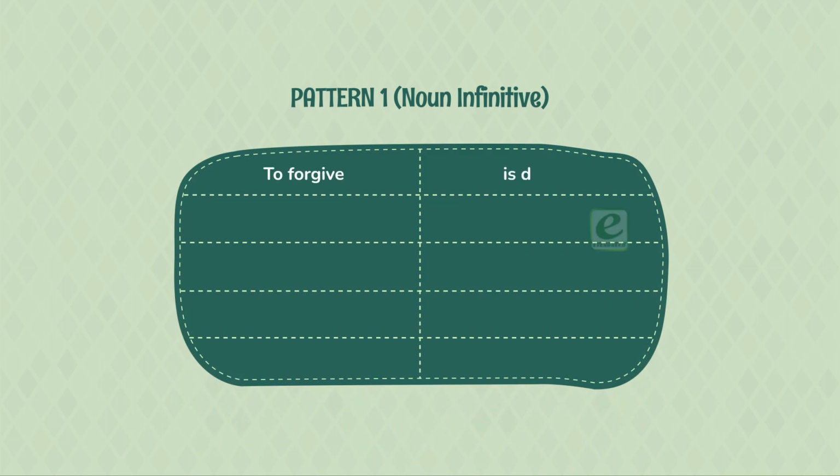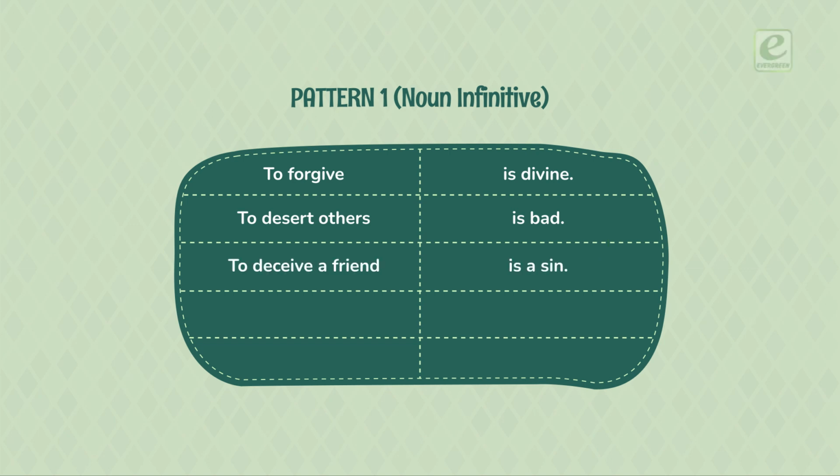Pattern 1. Noun infinitive. To forgive is divine. To desert others is bad. To deceive a friend is a sin. To find fault is easy. To earn money is good.